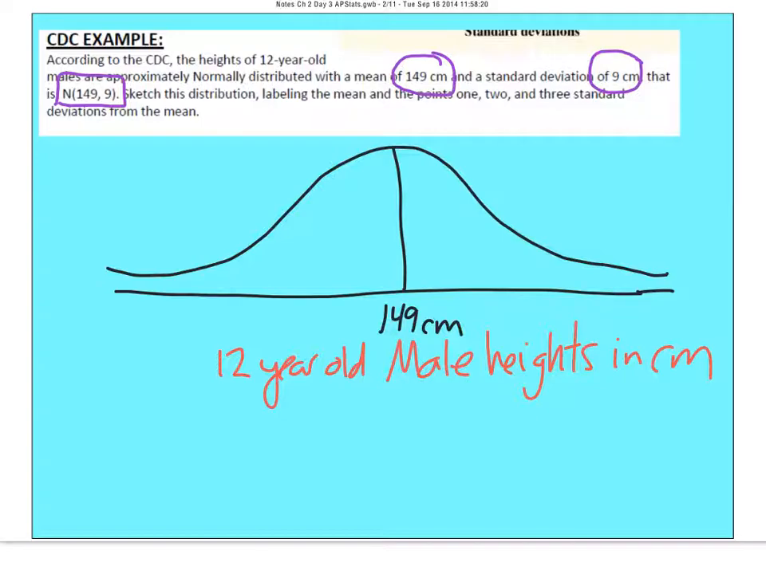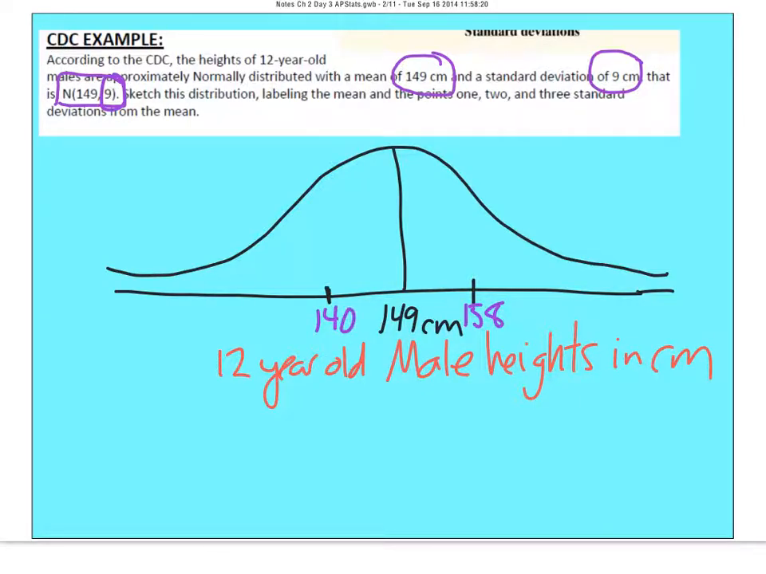Now, if we want to look at one standard deviation from the mean, which means we're talking about the 9 standard deviation, we're going to go 1 over and then 1 down. So 149 plus 9 would be 158 for this case right here. And on the low end, we're going to be at 140.